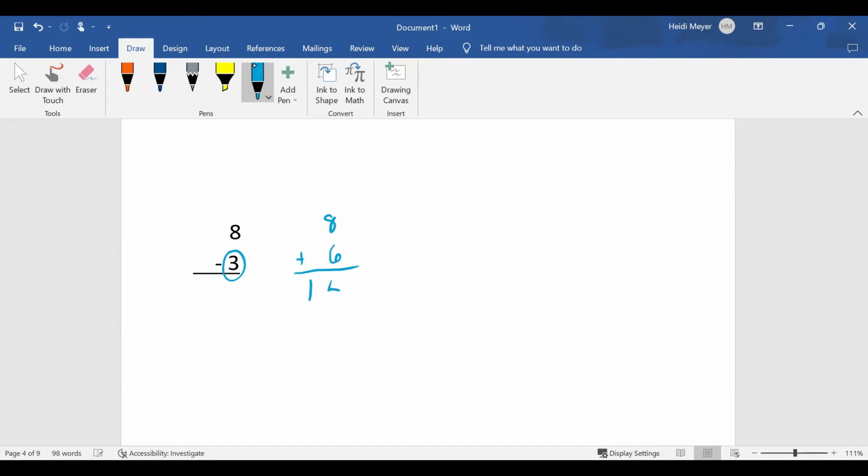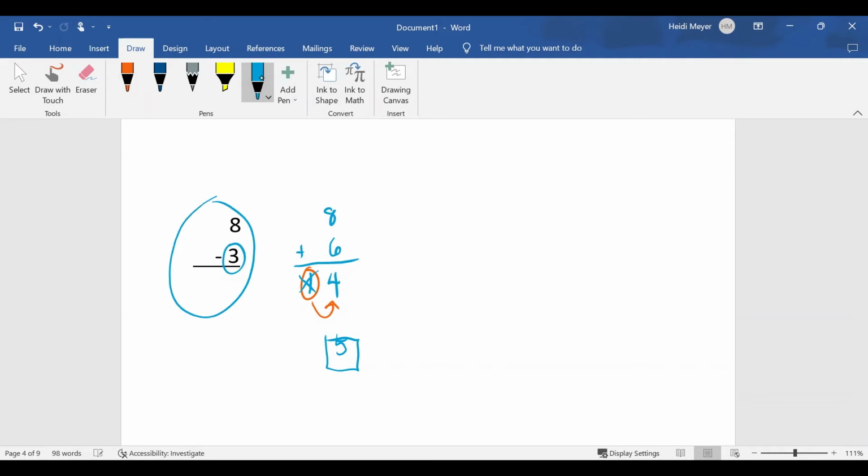Add. 8 plus 6 is 14. Take the number on the front, add it to the number on the back, and you get 1 plus 4, which is 5. That number on the front has dropped away. We have added it to the number on the back. And sure enough, 8 minus 3 is, in fact, 5. So this works even for single digits.